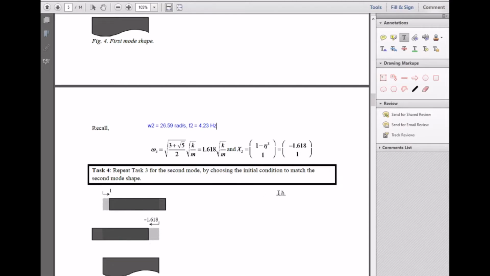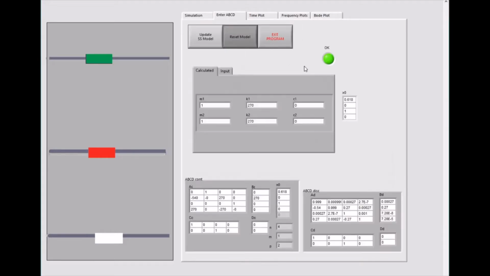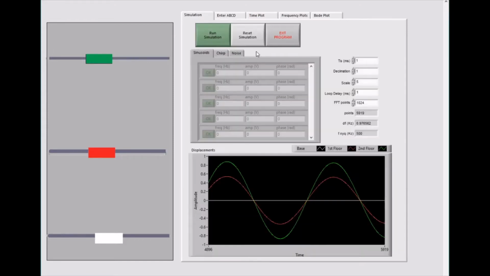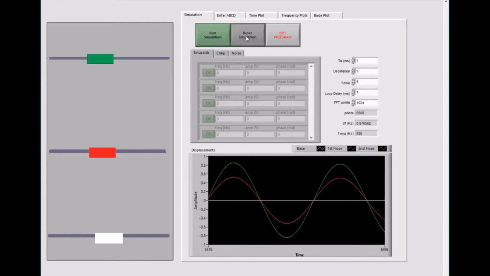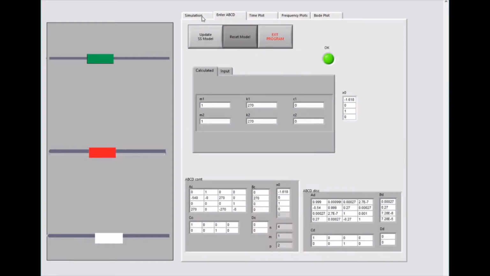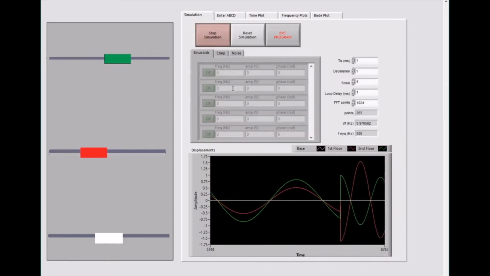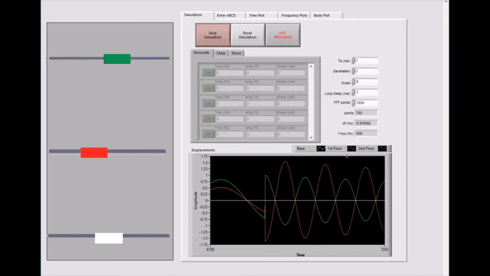It says to repeat task 3 in the simulation. So let's do that and go to enter ABCD. And then if I remember, this was negative 1.618 and 1. Sure, update SS model. Run. Oh, hang on, stop, reset. Okay, I should reset. Okay, run simulation.